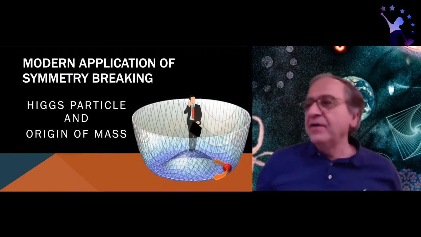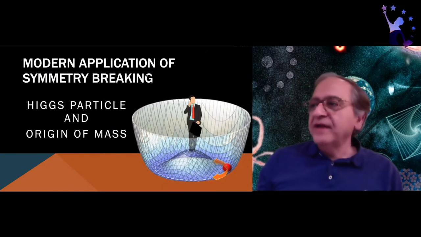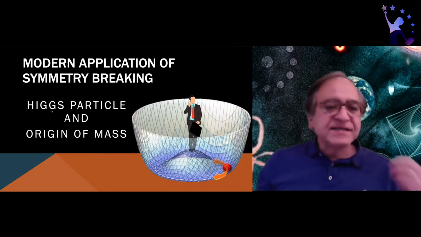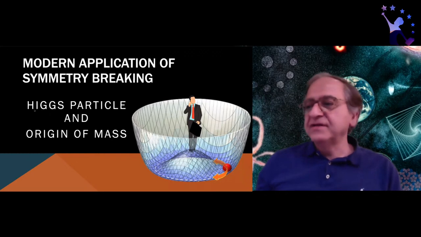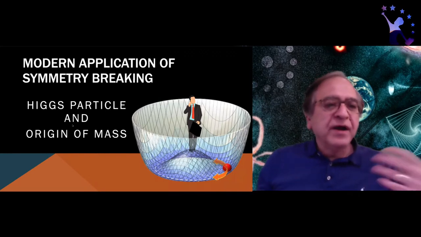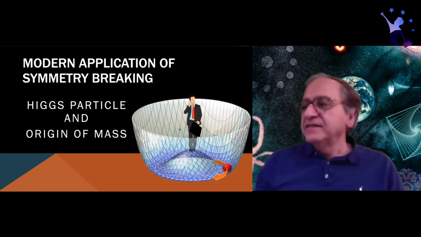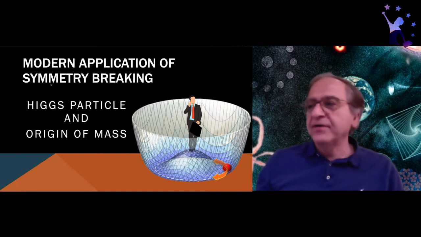In fact, the modern application of symmetry breaking, you might say, well, what does this have to do with physics? Well, it turns out that modern application of symmetry breaking has explained one of the most important discoveries of recent years, which is the Higgs particle, which explains why every particle has some mass. So why the electron has a mass, why the proton has a mass, and so on, is explained by the Higgs particle, which is a manifestation of the symmetry breaking.